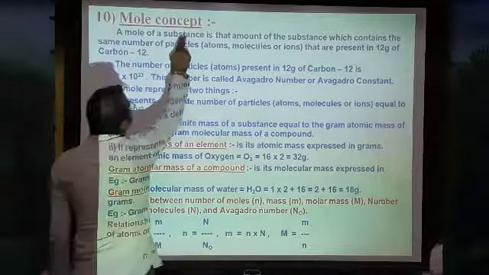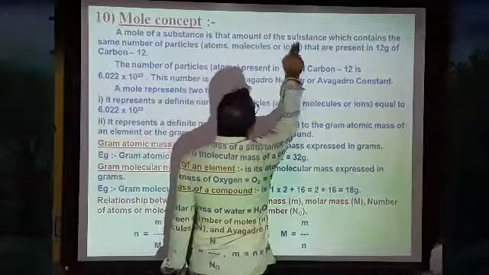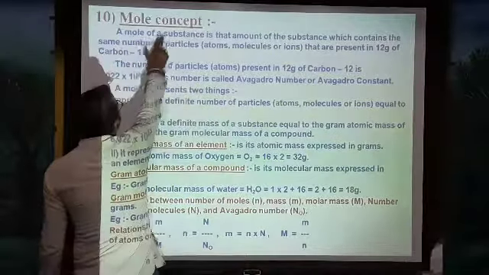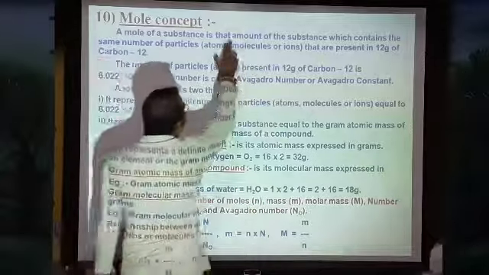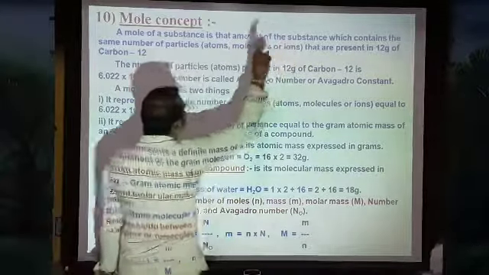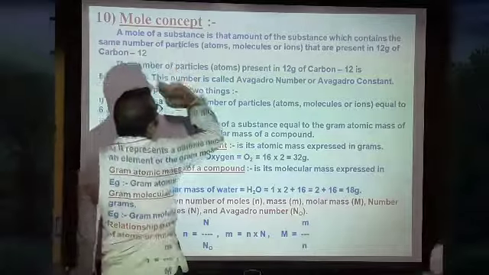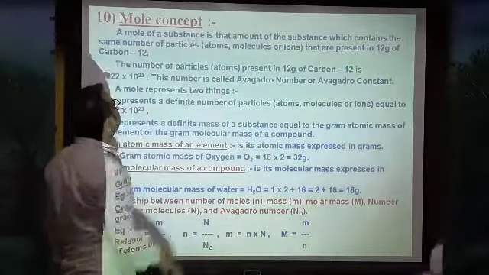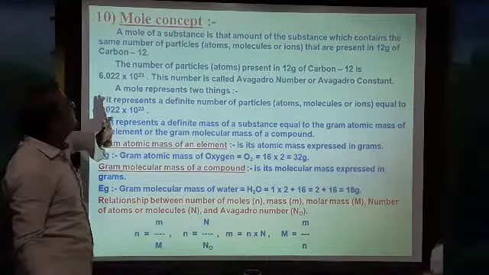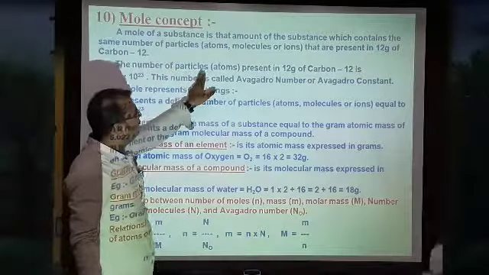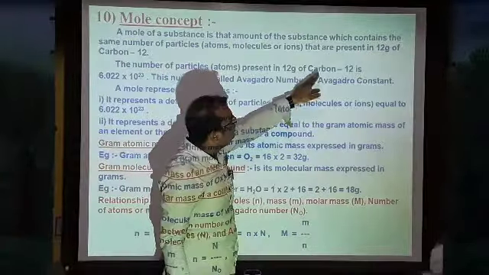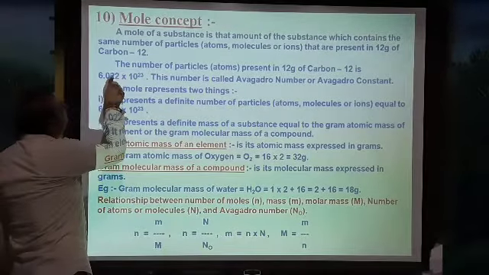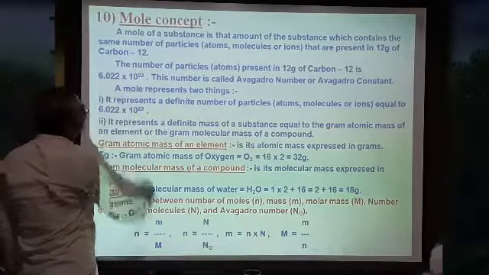The mole of a substance is that amount of the substance which contains the same number of particles, whether atoms, molecules, or maybe ions, as are present in 12 grams of carbon-12. The total number of particles or atoms present in 12 grams of carbon-12 is 6.022 into 10 raised to 23.